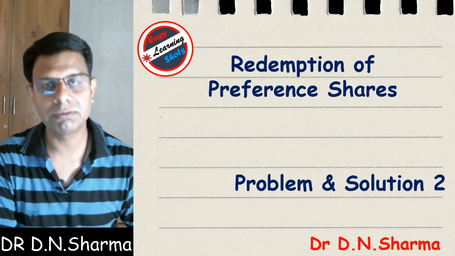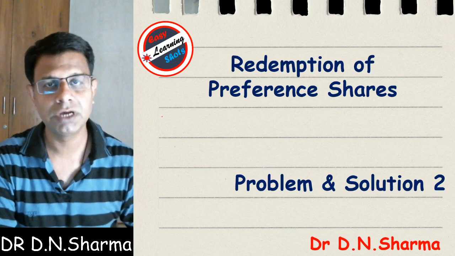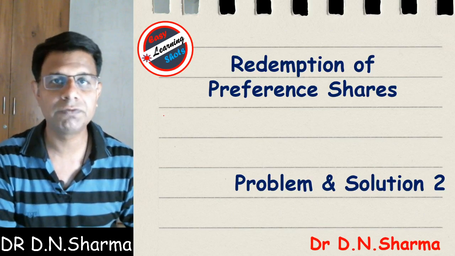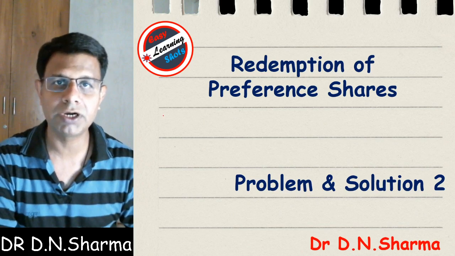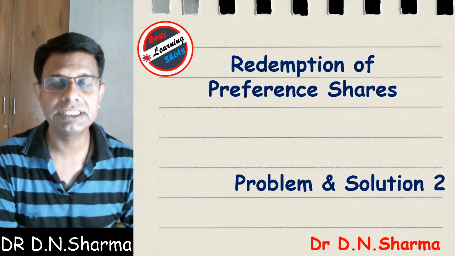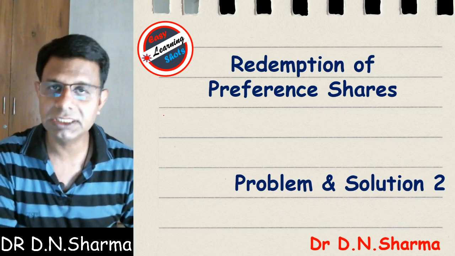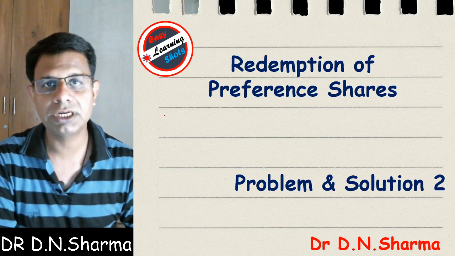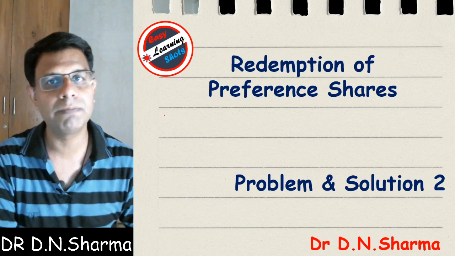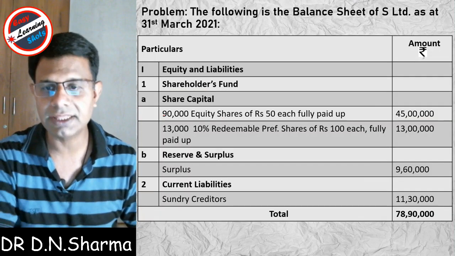Today's video is on redemption of preference shares. In this video, we take another example which is very important from your examination point of view, where the company faces cash crunch or shortage of funds. Now, how the company arranges these funds, does the redemption, and after redemption, how they prepare the balance sheet. First, we understand the example.